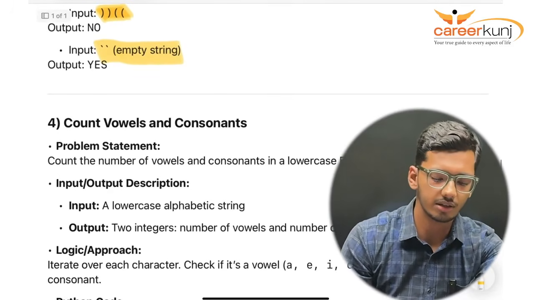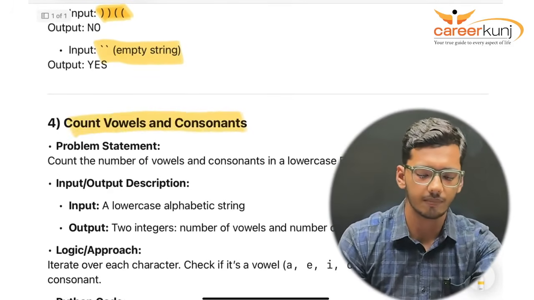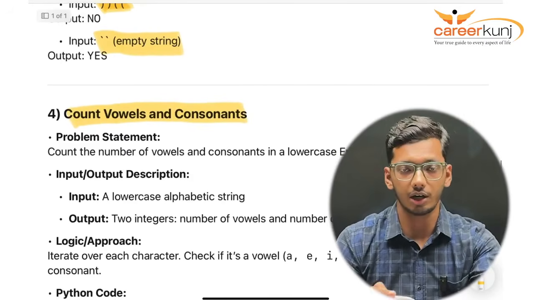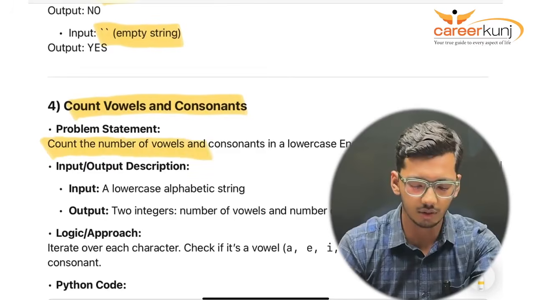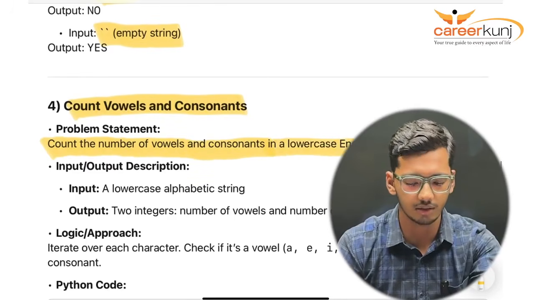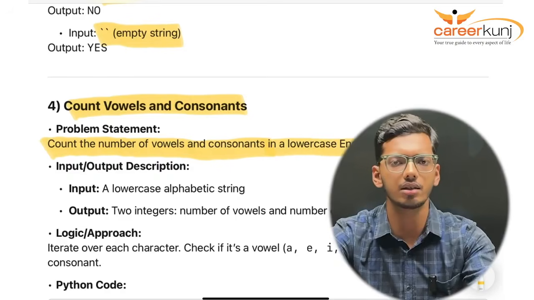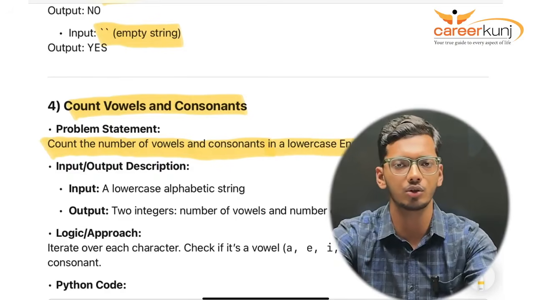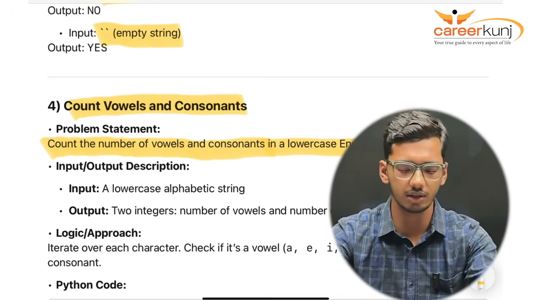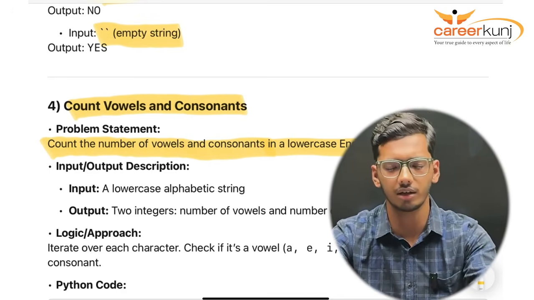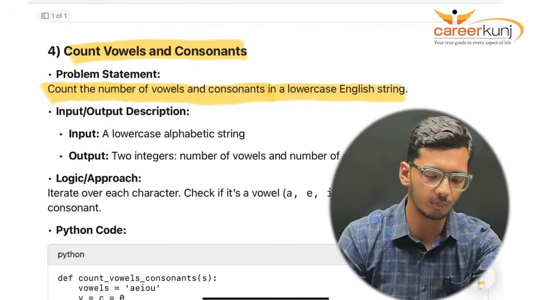Coming to the next question, that is counting the vowels and the consonants in a string. Now let me read out the problem statement to you. Count the number of vowels and consonants in a lowercase English string. That means I can pass any string, I can pass my name, I can pass your name. All I'm expecting is that it should count the number of vowels and consonants in the string, in the name or any text format.